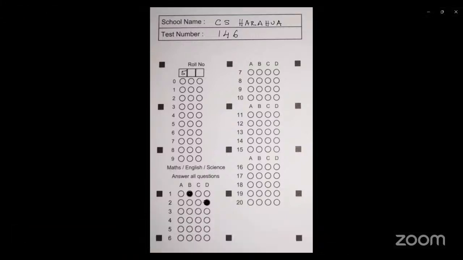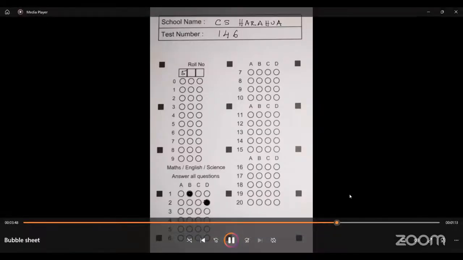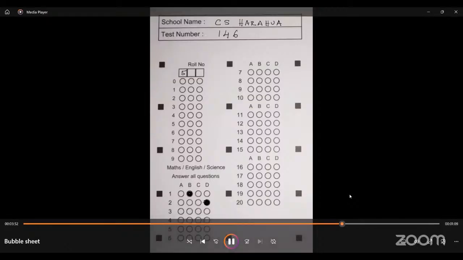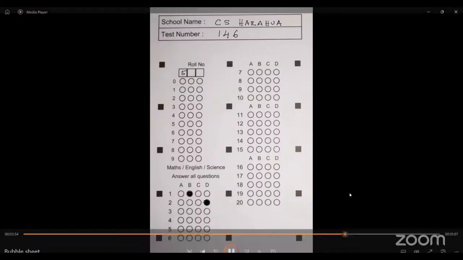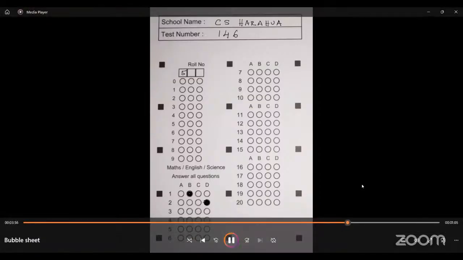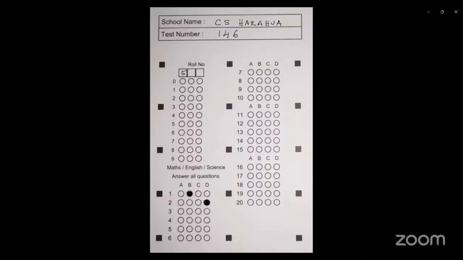Do not smudge. Do not shade two bubbles at all. For one question, there should be only one answer. So, do not shade two bubbles. If you have made it wrong, leave it. I repeat, this is only for example. For the right answer, based on the question, you should shade the correct bubble. Like this, all the 20 questions you will be shading.